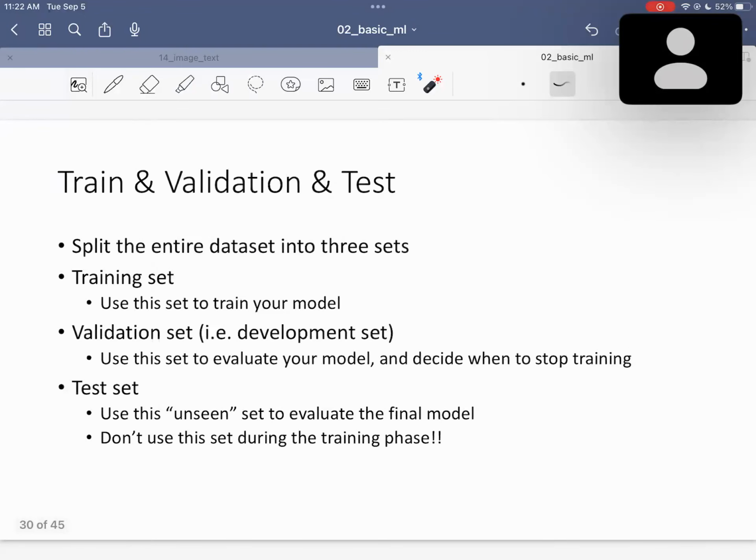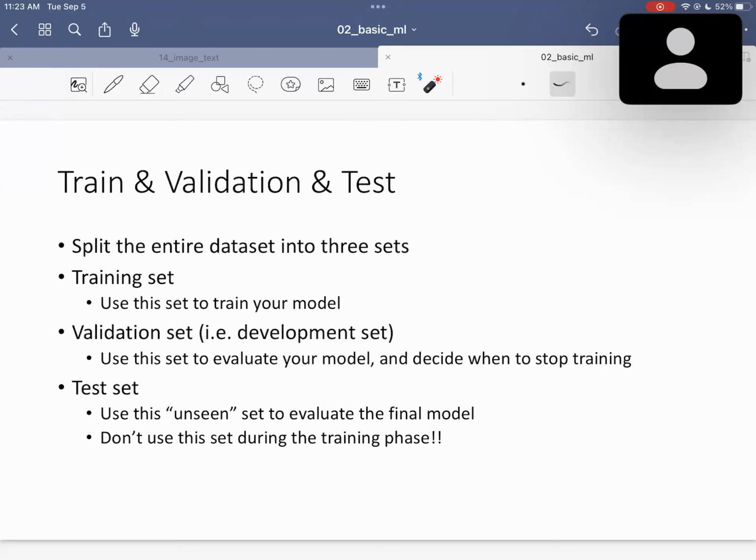Using your training data to evaluate your function to know when to stop is a bad idea. You should use another set of data, which is the validation set or development set. I'm going to call it the validation set from now on. You use this validation set to evaluate either accuracy or BLEU score or whatever, to evaluate your model and decide when to stop training.